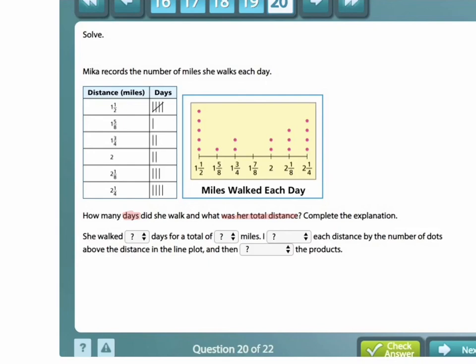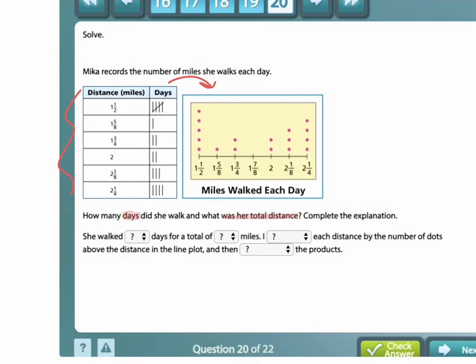Mika records the number of miles she walks every day. So one day she walked 1.5 miles 5 days. She walked 1 5/8 miles one day, etc. So as you look at the table here, they should match the points plotted on the line plot graph.